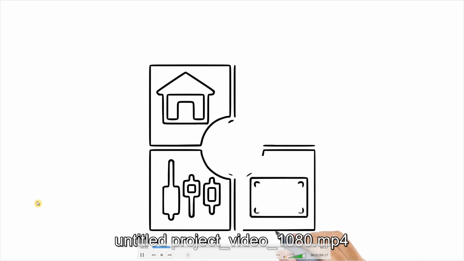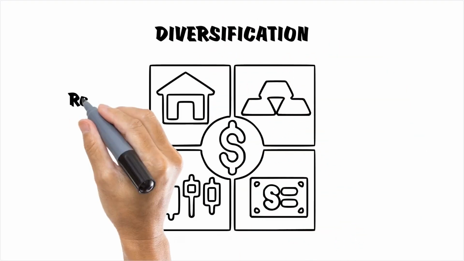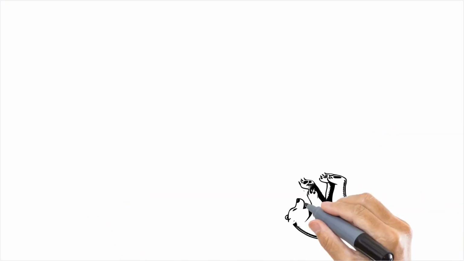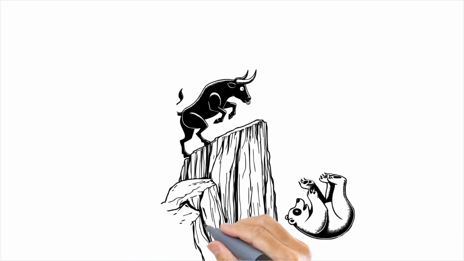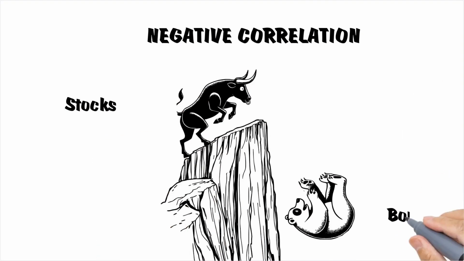Diversification, as we all know, means spreading your investments across different types of assets, like stocks and bonds, to reduce risk. Stocks and bonds usually move differently based on economic conditions, demonstrating negative correlation.